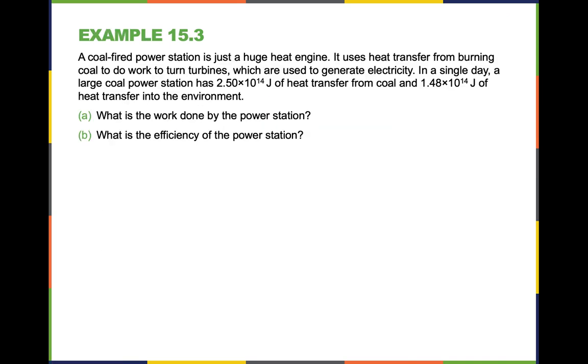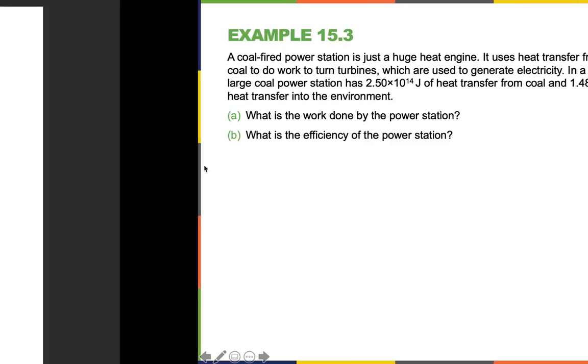So example 15.3, a coal-fired power station is a huge heat engine. It uses heat transfer from burning coal to do work to turn turbines, which are used to generate electricity. In a single day, a large coal power station has 2.5 times 10 to the 14 joules of heat transfer from coal and 1.48 times 10 to the 14 joules of heat transfer into the environment. What is the work done by the power station and what is the efficiency of this?